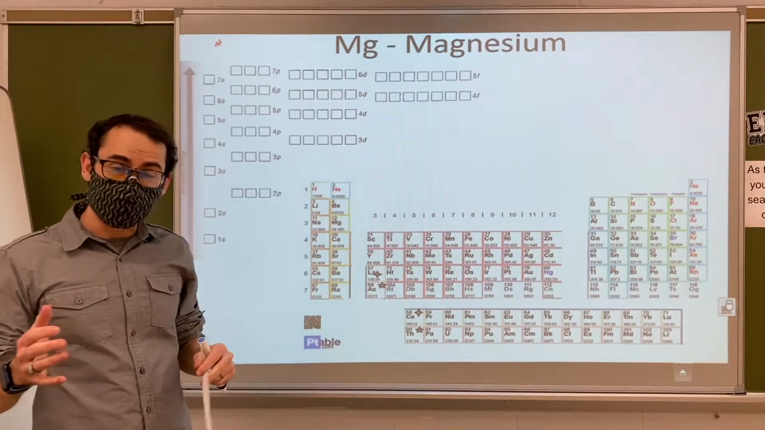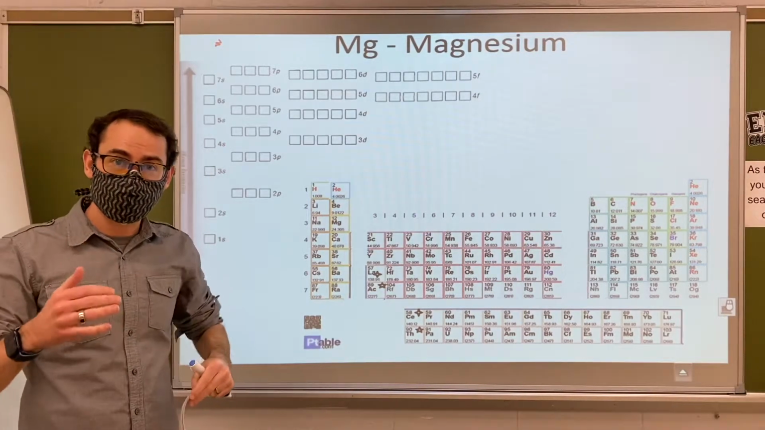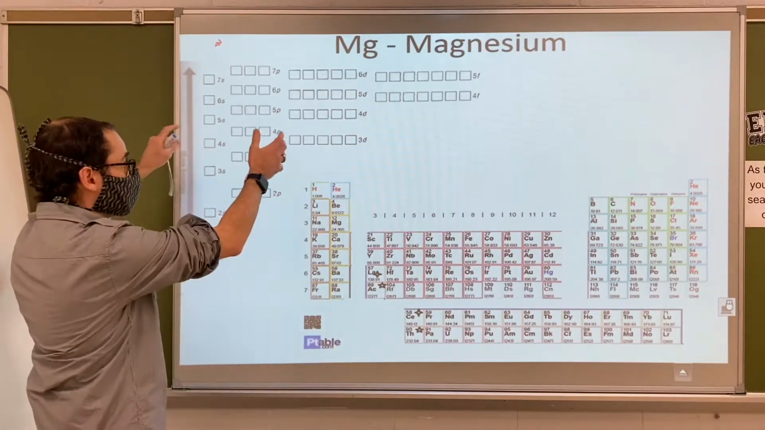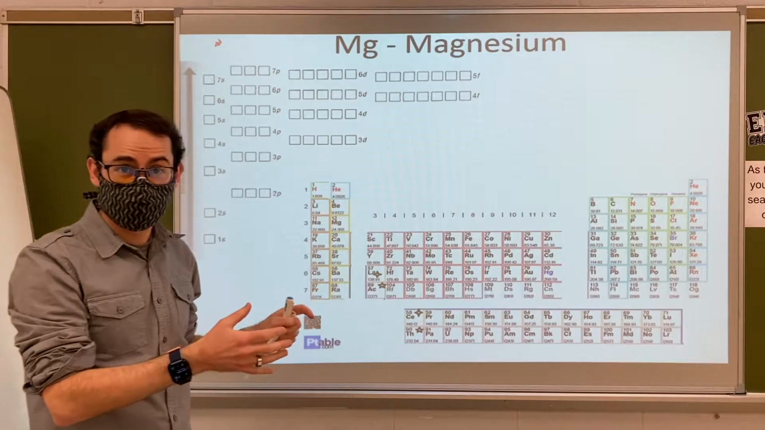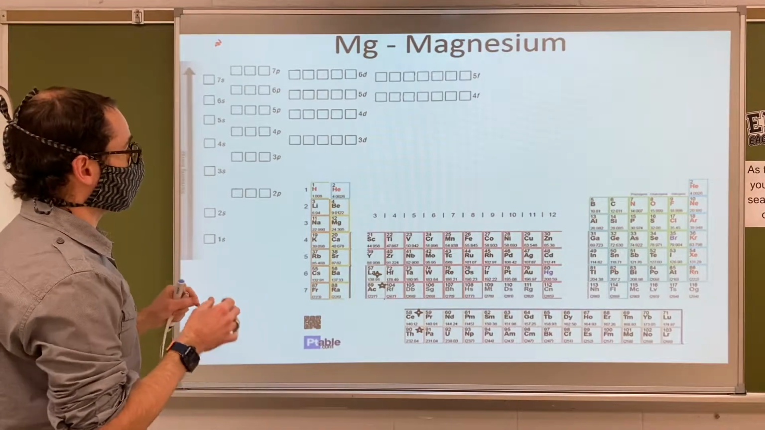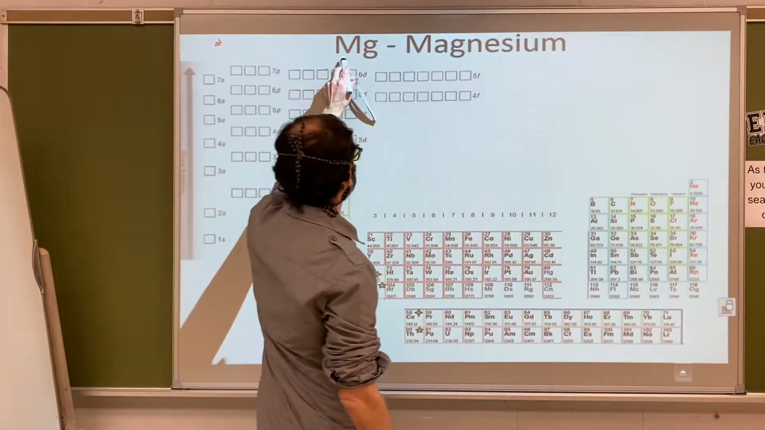All right, in this example, I'm going to go over how to do electron configuration using a visual aid, and then also how you can do it by just using the periodic table. So let's take a look. First up, we're doing magnesium.